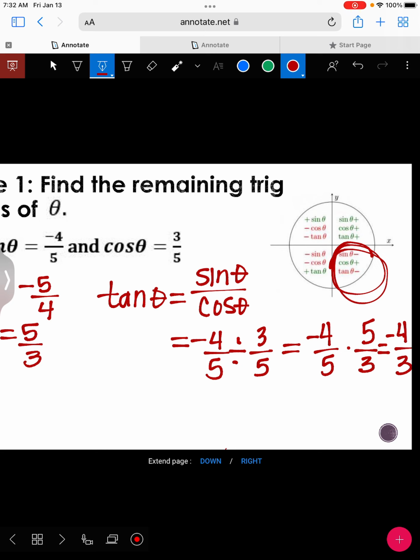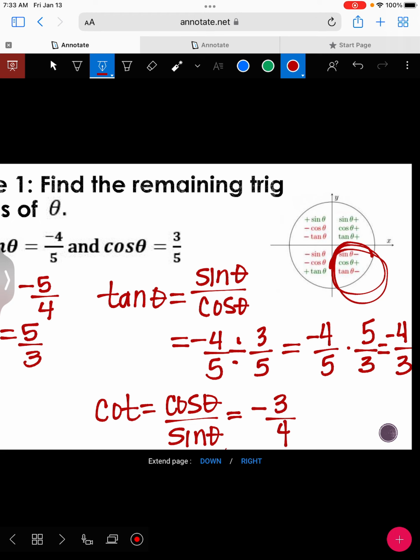Who had negative 4/3? And then our cotangent, you can also do the division again. Cotangent is cosine divided by sine. But we already know our tangent, so we can easily just flip that, and it becomes negative 3/4.